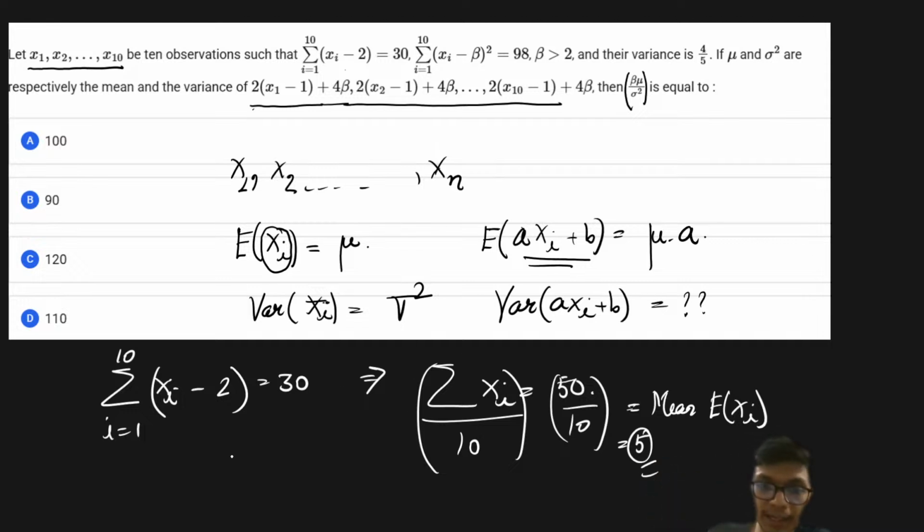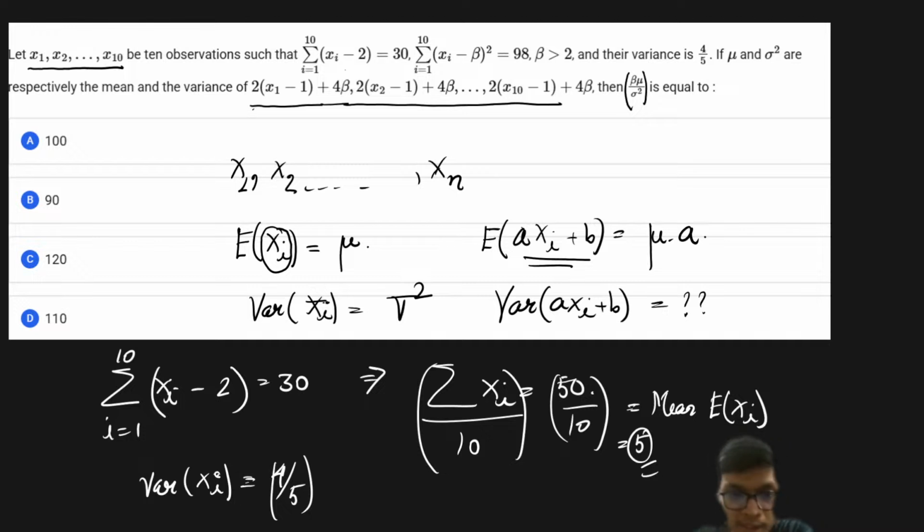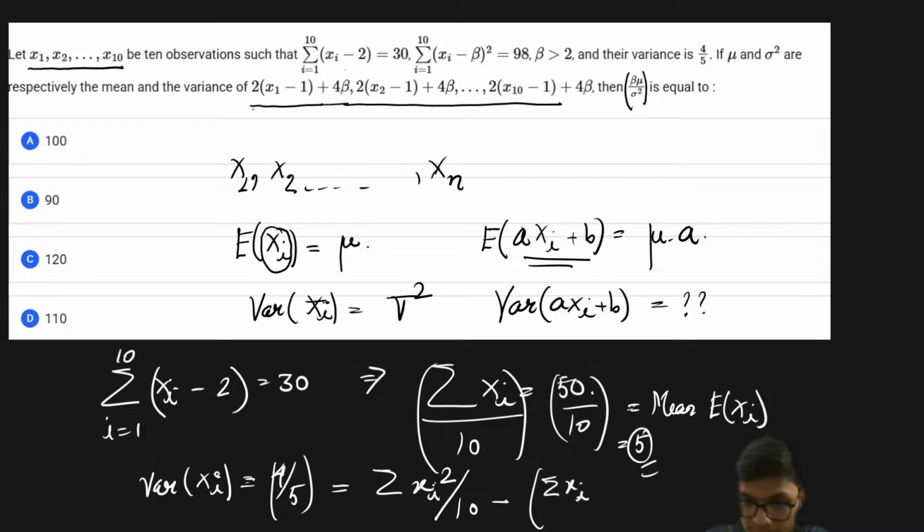So if I have got the mean, now in the second part it is asked what is the variance, right. So the variance of xi is given as 4/5. So what is the formula for variance? Variance is equal to summation of xi whole square divided by 10 minus square of mean, that is, summation of xi by 10 and whole square of it. From this I will get the variance.